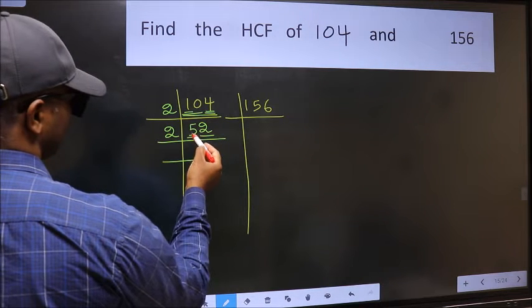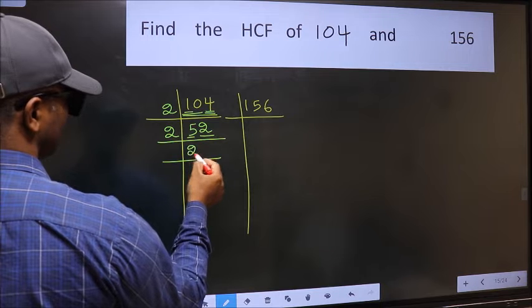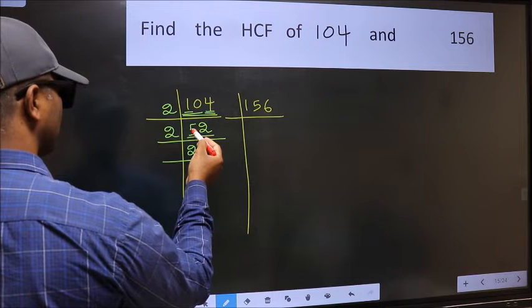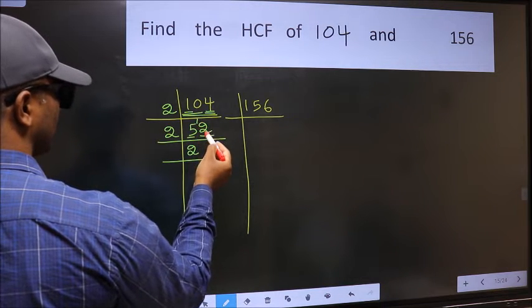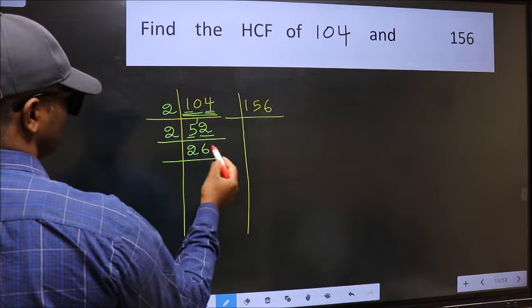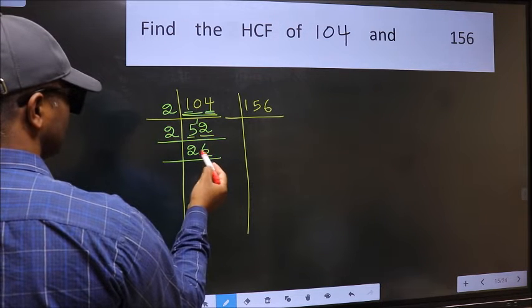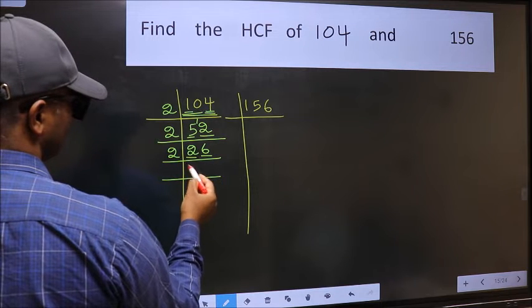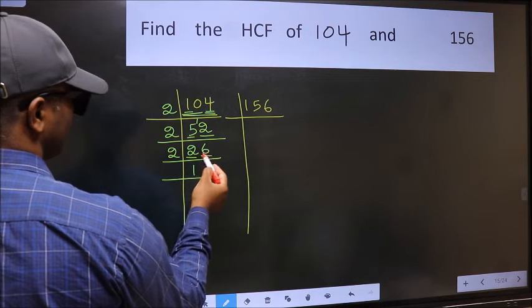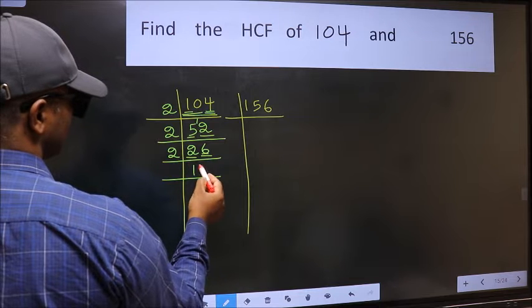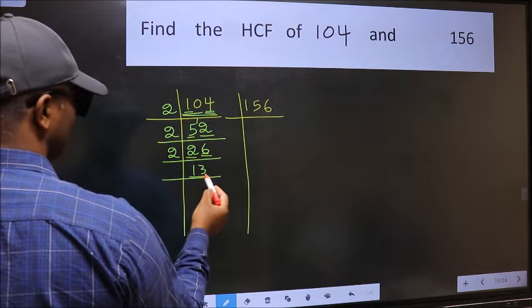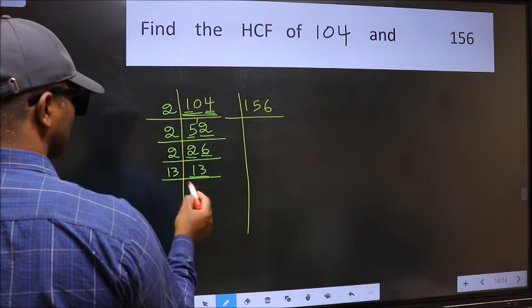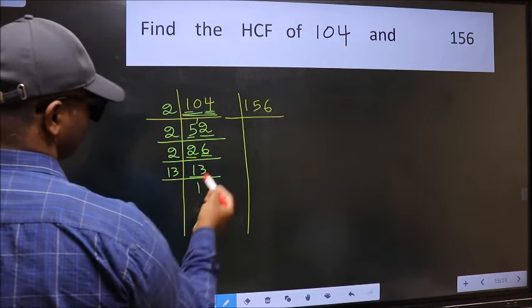First number 5, a number close to 5 in 2 table is 2 2s 4. 5 minus 4, 1, 1 carried forward 12. When do we get 12 in 2 table? 2 6 12. Last digit 6 even, so take 2. First number 2, when do we get 2 in 2 table? 2 1s 2. The other number 6, when do we get 6 in 2 table? 2 3 6. Now 13 is a prime number, so 13 1s 13.